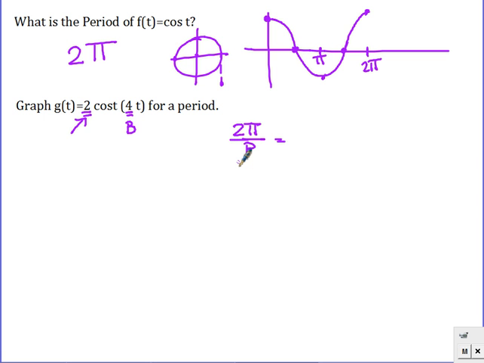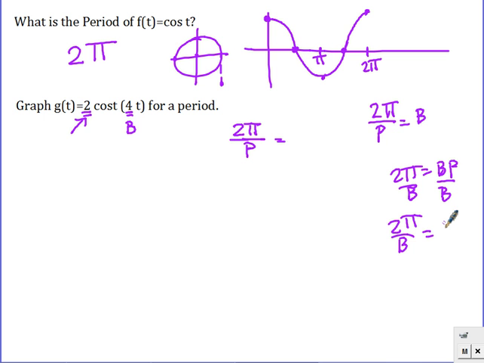Well, should I just show you? Okay. So here's the equation: 2 pi over p equals b. But if we solve this for p, I would multiply both sides times p, so I'd have 2 pi equals bp, but then I divide both sides by b, and I get the equation 2 pi over b equals p. So with this equation and this equation, if you know p, you can find b, and if you know b, you can find p.